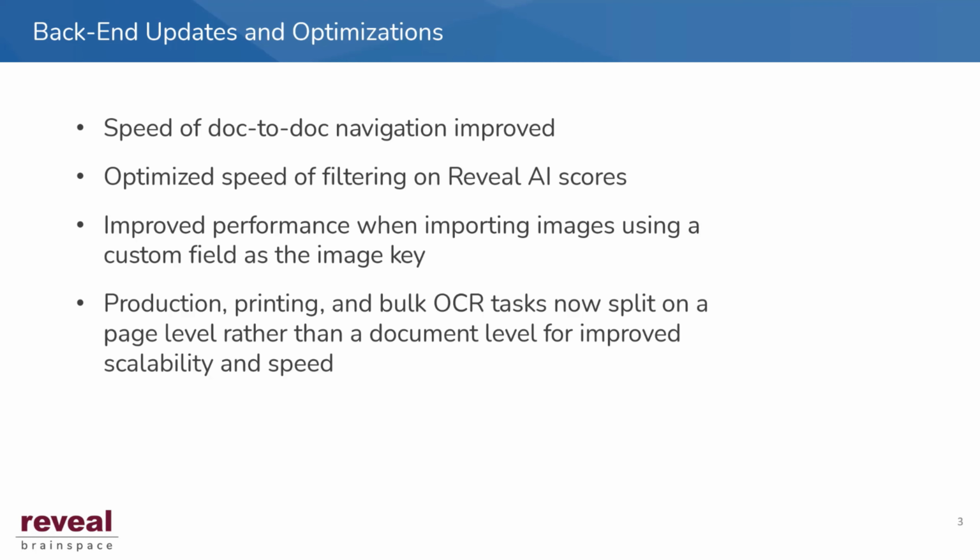Finally, Reveal's production, printing, and OCR tasks are now being performed at a page level instead of document level for speed and job scalability. This substantial update allows the system to better manage very large documents that can act as bottlenecks to completing bulk tasks.